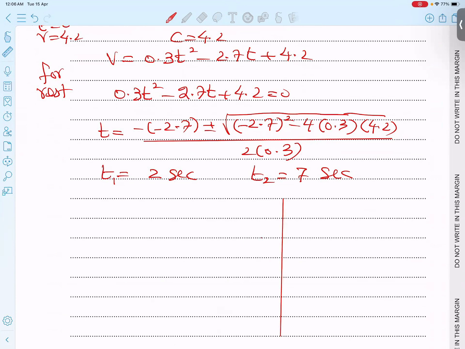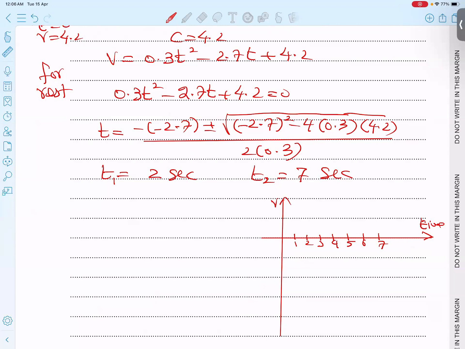Okay. Now I will check some values. Especially this is 1, this is 2, this is 3, this is 4, this is 5, this is 6, and this is 7. And here I take a time, and this is the velocity I will make. That is why I have taken this equation.